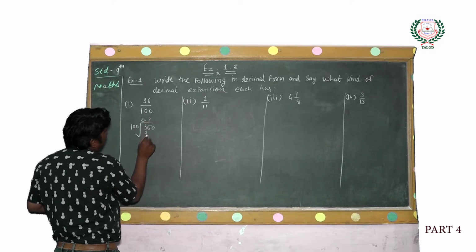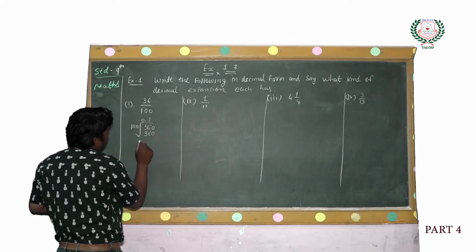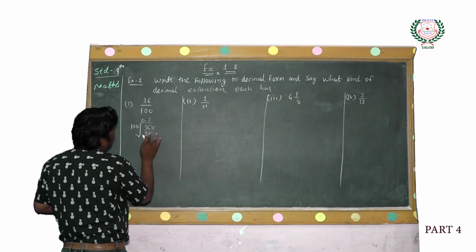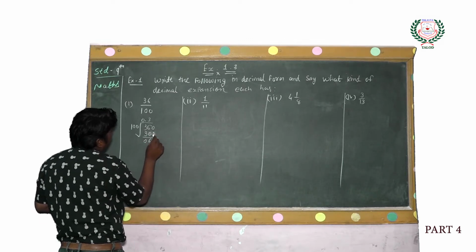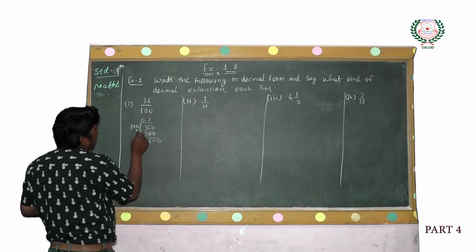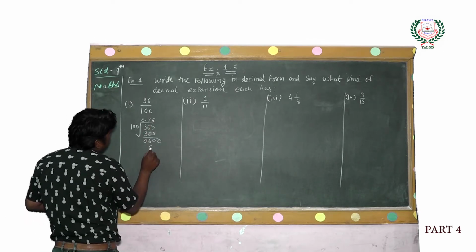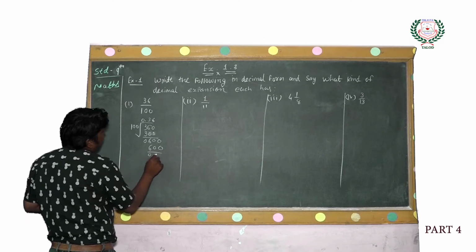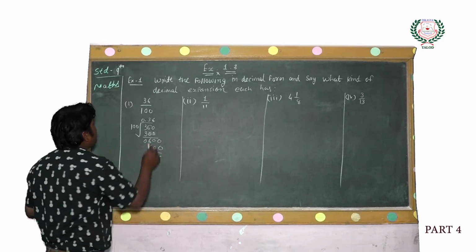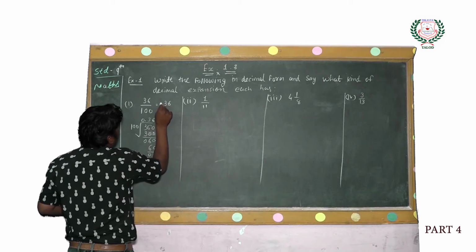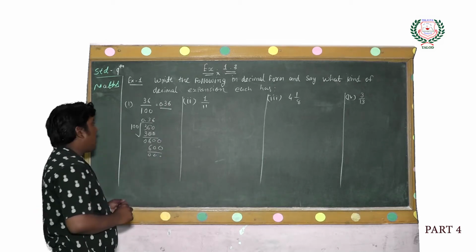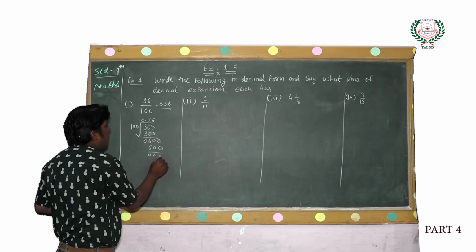So what happened? 100 3s are 300, so 360. Once again put 0 here. So 100 6s are 600. So our decimal form is 0.36. 0.36 is our answer. And here also the remainder is 0.